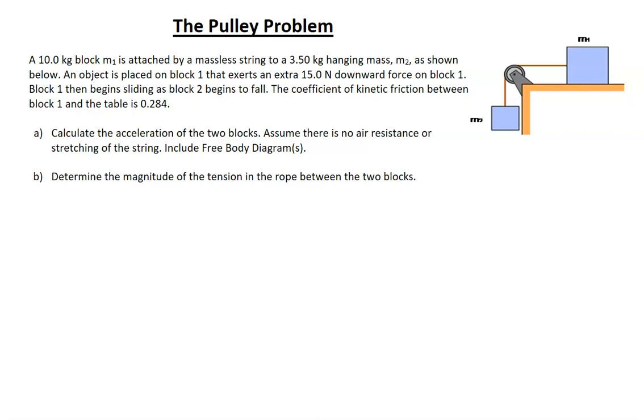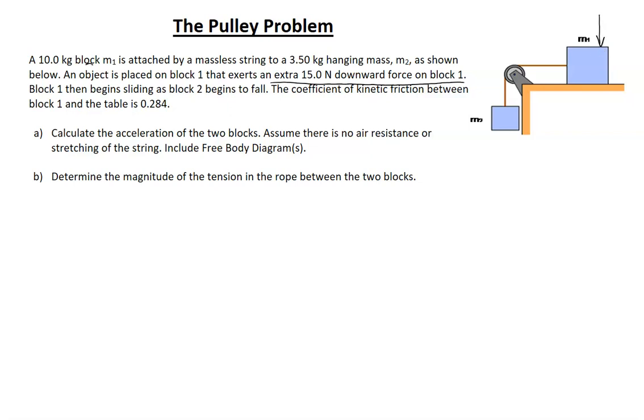Now this is a pretty classic question. The only wrinkle that we've thrown in here is that we have this extra 15 newtons downward force on block 1. And so just before we draw the free body diagrams, it's worth discussing and thinking this through. If I have that extra force, there's a couple of ways I could put that force in play. One is I could put some mass on top of this, or the other thing I could do is I could push down on it.